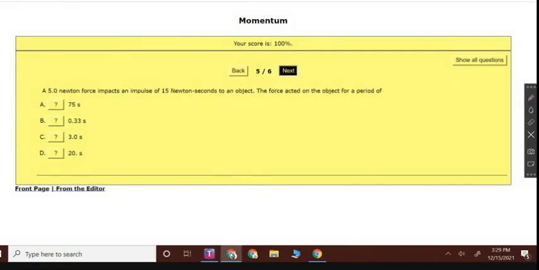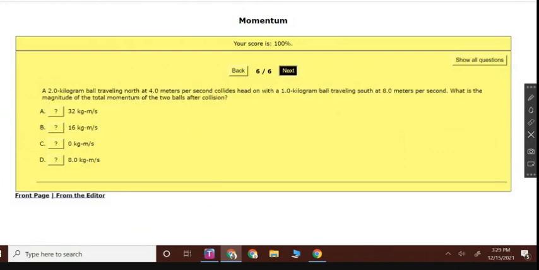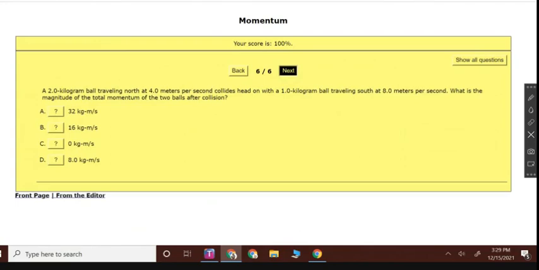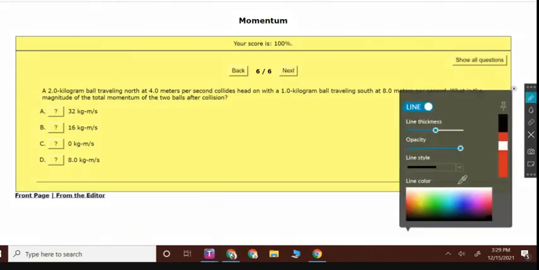Okay, let's do another one. Why is this not working? Hold on. All right, so underline 2 kilograms M.